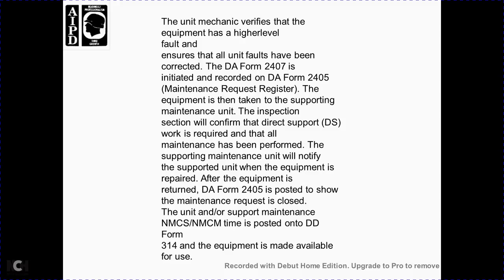The unit mechanic verifies the equipment of the higher level of faults and ensures the faults have been corrected with the DA Form 2407, then initiates the record with the DA Form 2405, the maintenance request register. The equipment is taken to the support maintenance unit inspection section. Will confirm with the director's support that all the required maintenance has been performed.